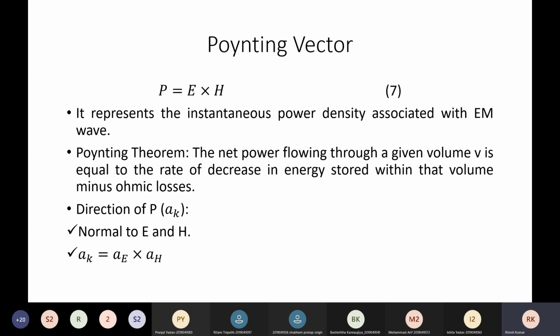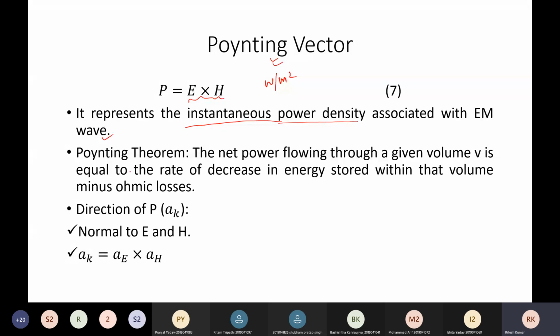Now from Poynting vector theorem, we define one Poynting vector, and that Poynting vector is defined as cross product of E and H, that is E cross H, which gives the instantaneous power density. See the term. This is instantaneous power, but it is density. Density of power means what? Watt per meter square, per unit area associated with the EM wave.